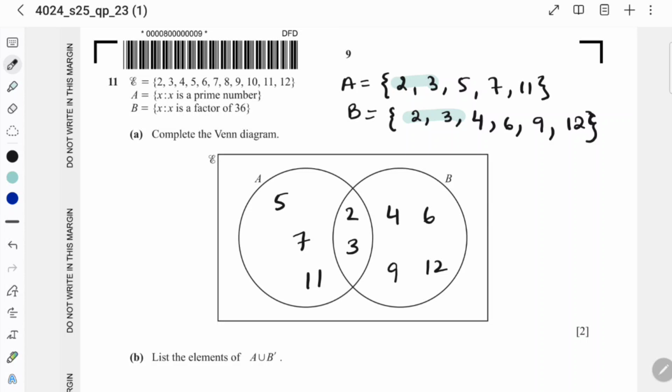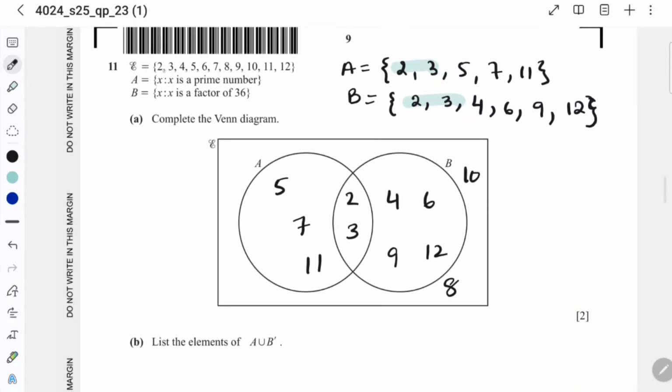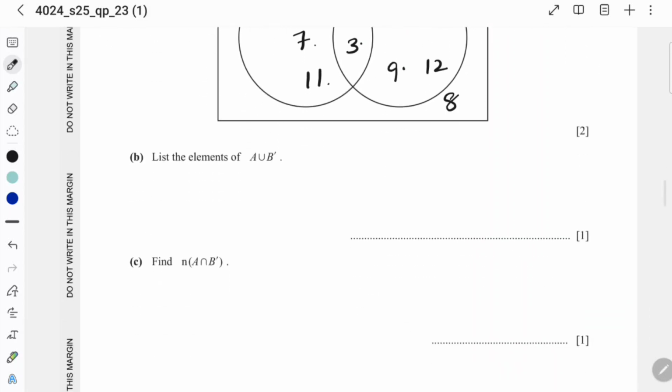So we have 2, 3, 4, and 5 is also present in A, 6, 7, but we don't have 8 inside, so 8 is outside. 9, and we don't have even 10, so 10 is also there. So this is the complete diagram. You can also check how many numbers there are: 1, 2, 3, 4, 5, 6, 7, 8, 9, 10, 11. So count them: 11. It's okay, we have completed.